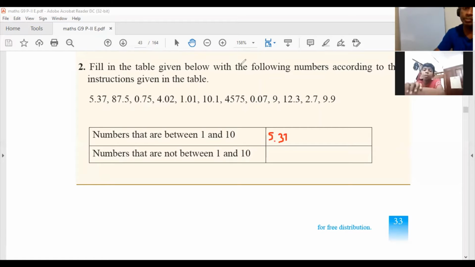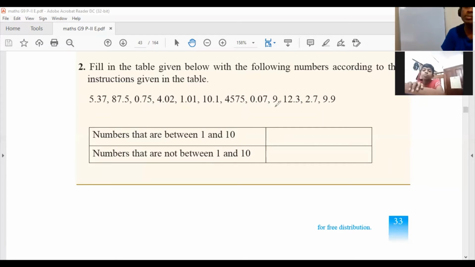4,575. Numbers that are not between 1 and 10. Yes. 0.07. Between 1 and 10? 0.07. 0 point, 0 means less than 1. Therefore, yes, 0.07 is less than 1. That means it belongs to the numbers that are not between 1 and 10 category.